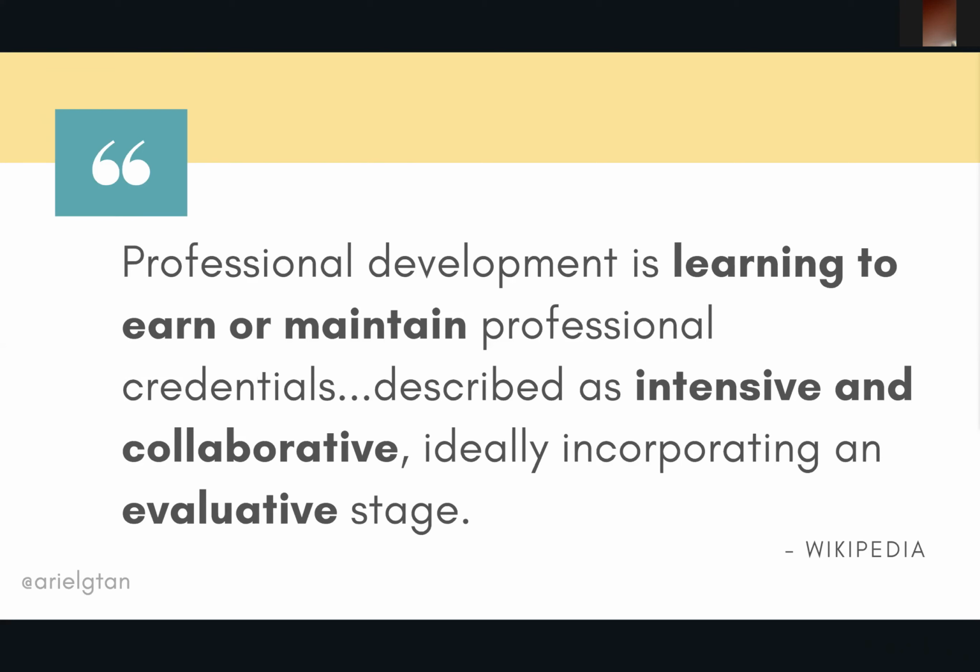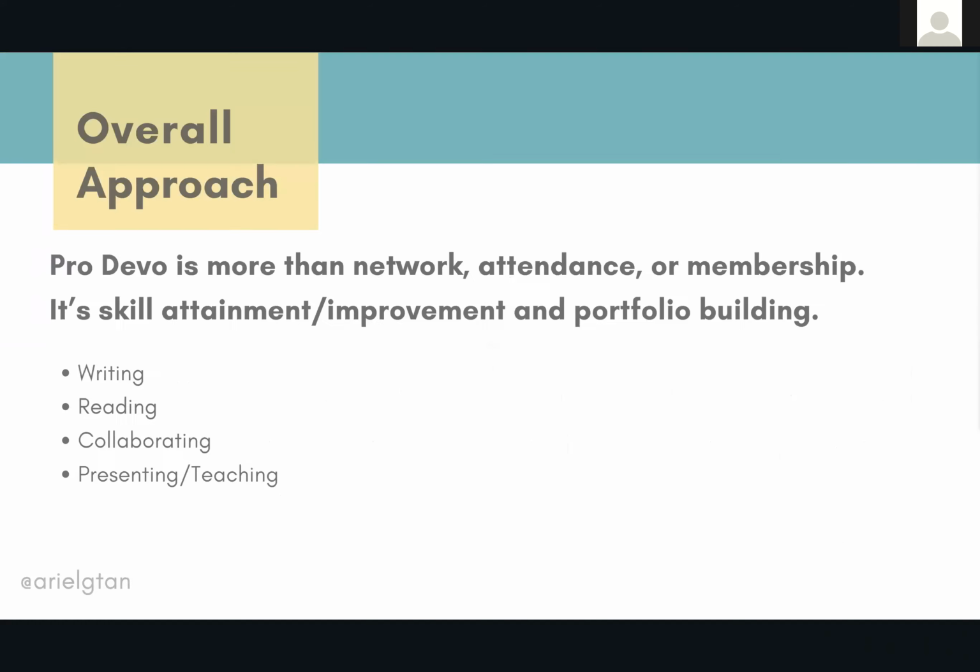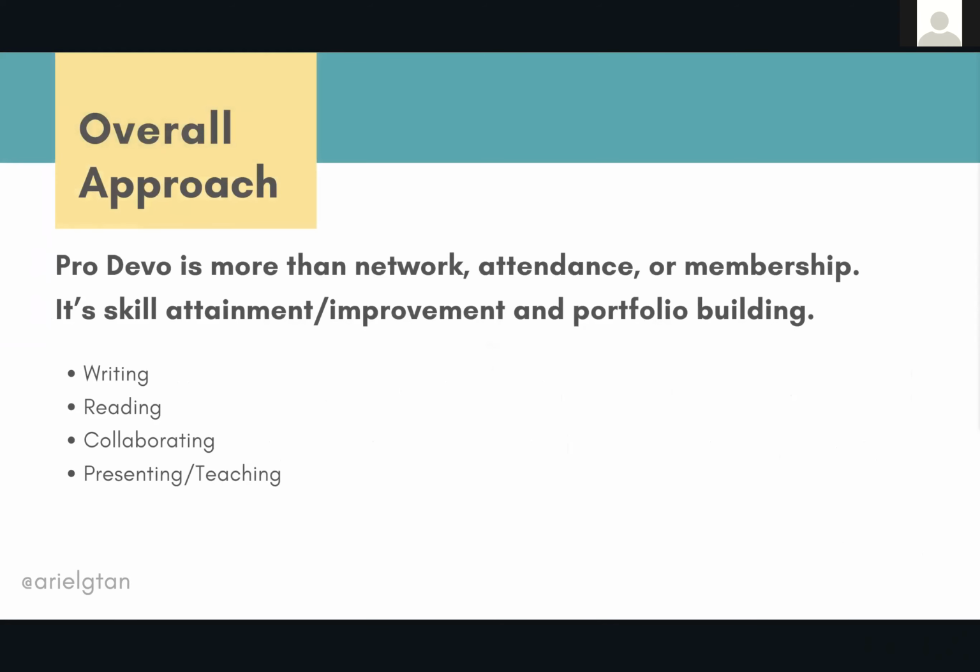And the part about evaluation means I have to do some sort of constant reflection as I'm growing, to see which of my strengths are being strengthened throughout my professional development, and which are the things where I have more areas of growth. So for my overall approach, before I start anything, I just want to say professional development is more than networking, attendance, or membership in anything. For me, professional development is skill attainment and improvement and portfolio building, echoing the earlier slide about learning.